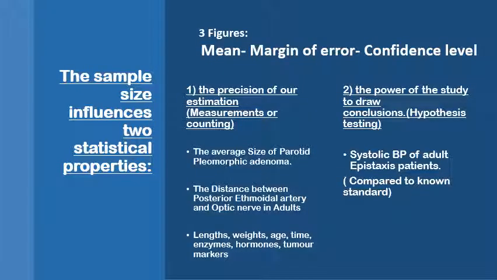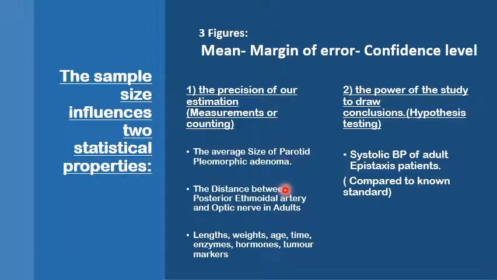The sample size would influence 2 important statistical properties. If we are doing measurements, the precision of our estimation would increase with the sample size. But obviously, we want to find at which point the sample size would be enough to give us appropriate precision, so that the outcome would be expressed as the average of our measurement, a margin of error, and a confidence level. We will see examples for this.